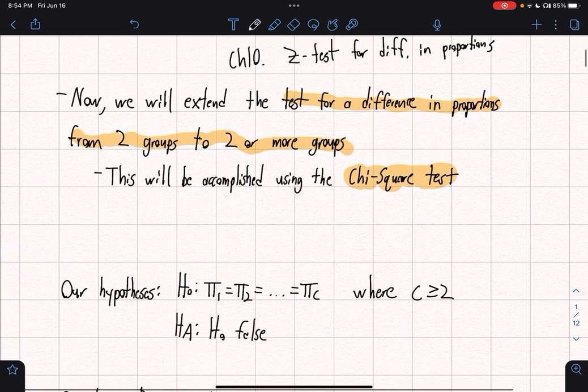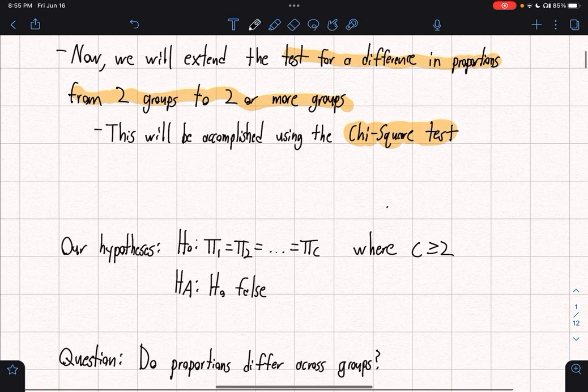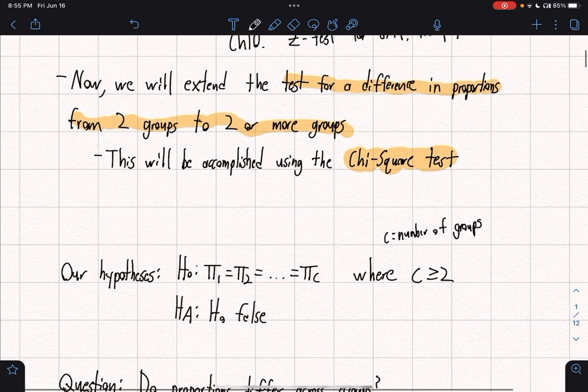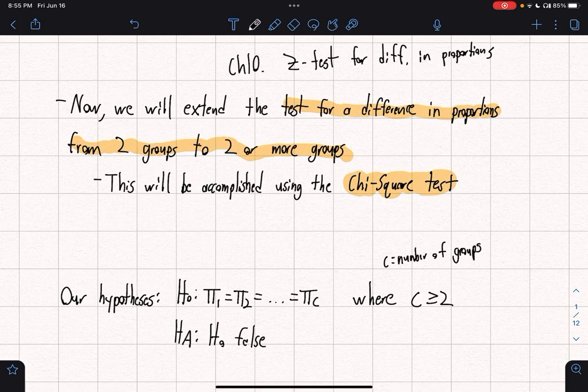So our hypotheses, this probably shouldn't be much of a surprise, is that we're just setting all of our proportions equal to one another. So pi 1 is equal to pi 2 is equal to all the way up to pi c. So c is the number of groups we have. And that number is going to be at least 2, maybe bigger. It could be 3, 4, 5. It could be anything. And then the alternative is just that that's false.